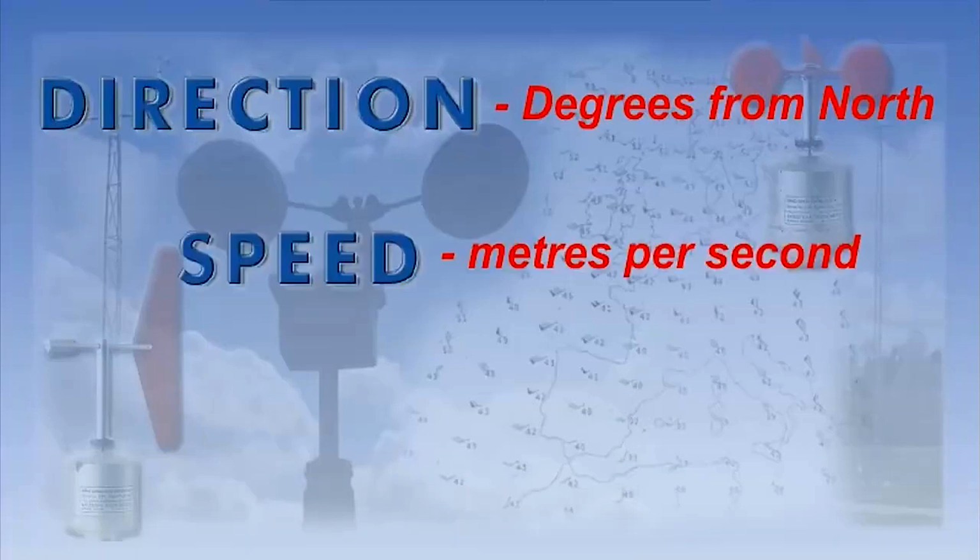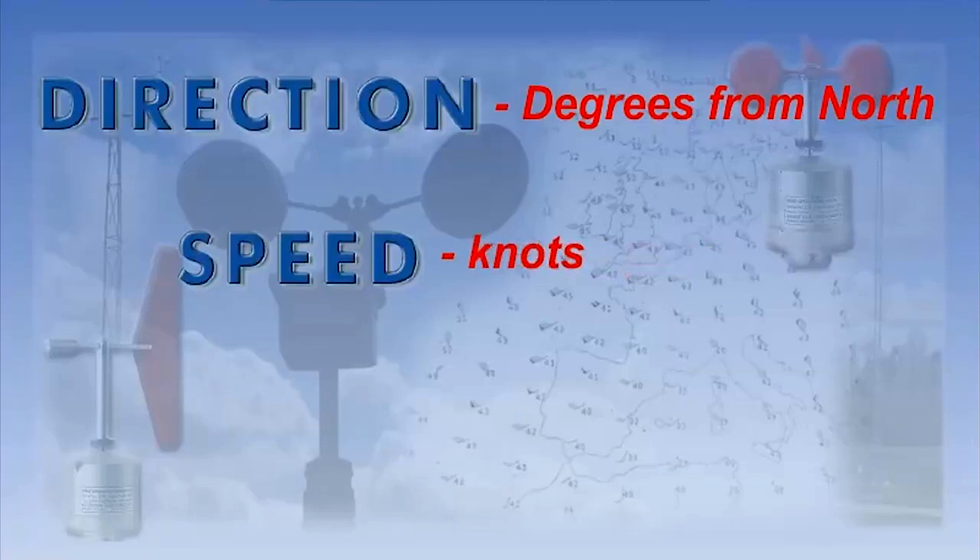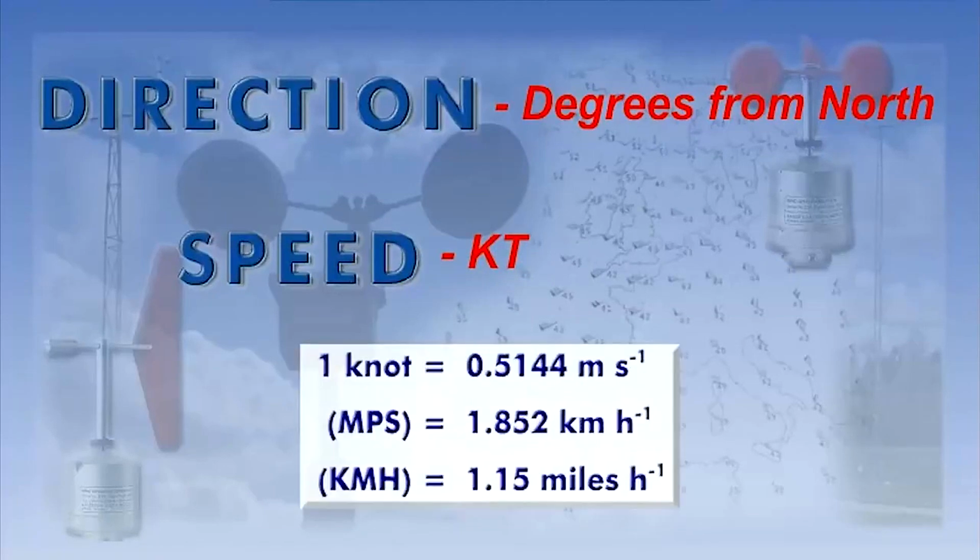If you remember, wind is reported as a velocity giving both direction and speed. The standard unit of speed is the meter per second. However, this is mainly confined to scientific and theoretical use. More generally, the unit adopted for operational purposes in aviation is the knot. 1 knot is 1 nautical mile per hour. The official ICAO abbreviation for use in aviation is KT.